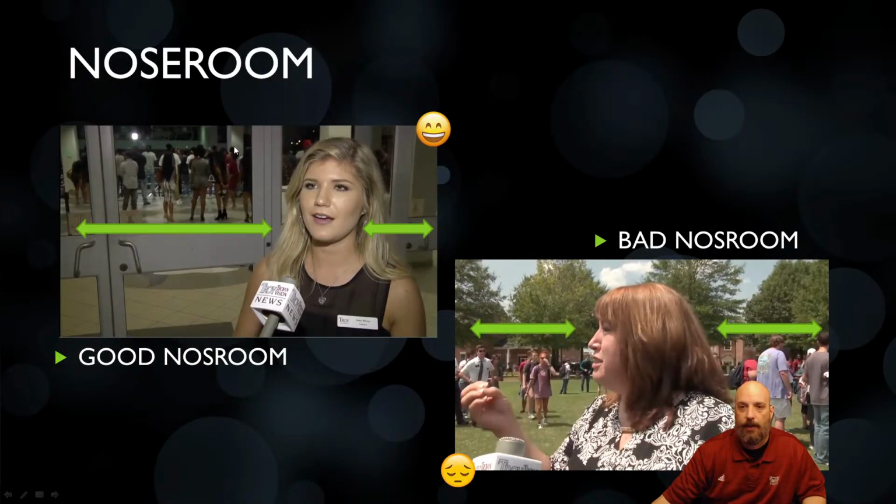So when we're looking at nose room, this one works very well. My subject matter has a little bit of space behind them, 2/3 of the screen in front of them, and they're looking off in the direction of the nose room. This picture in the bottom right is a bad example of nose room because the subject matter is in the middle of the screen and they're centered.